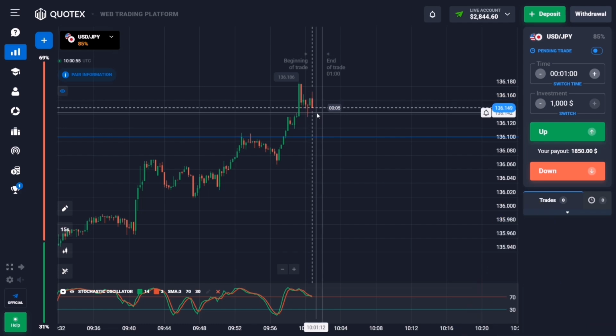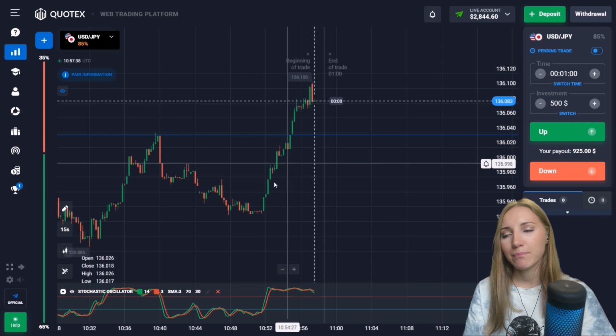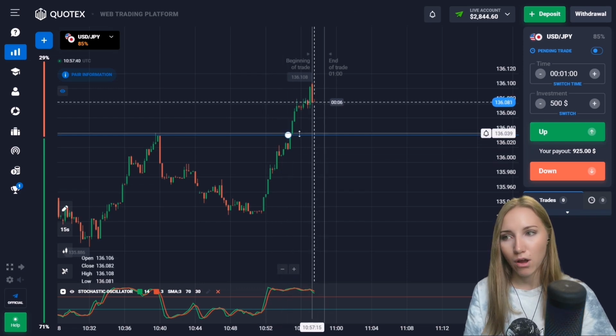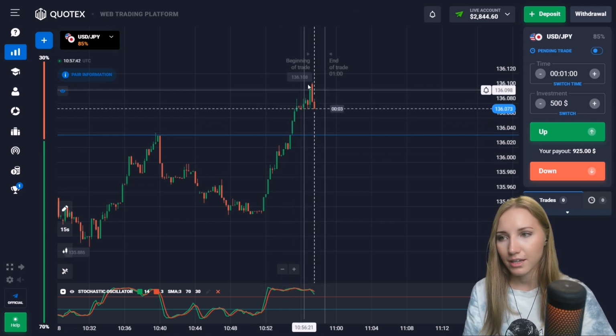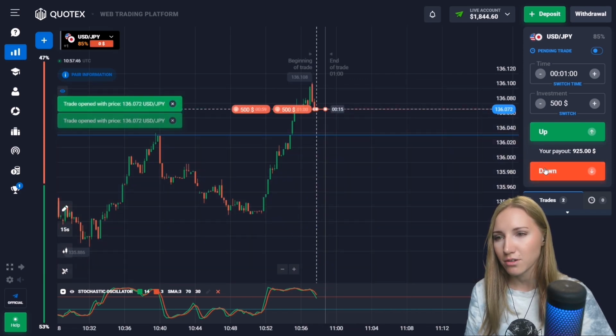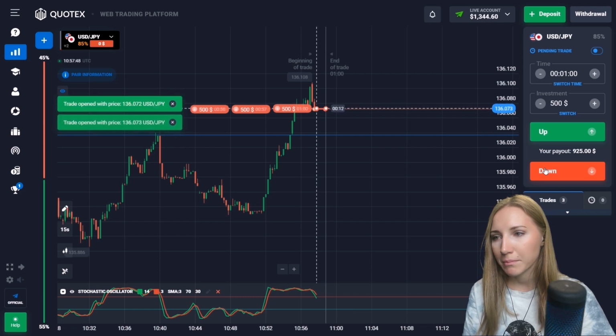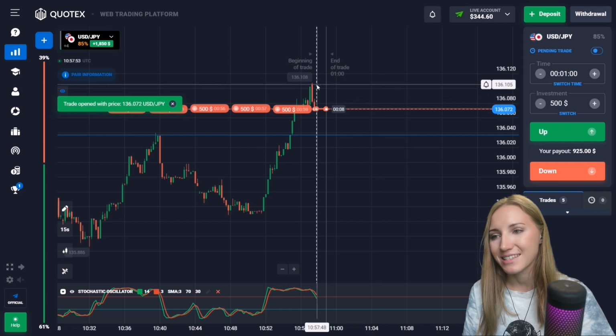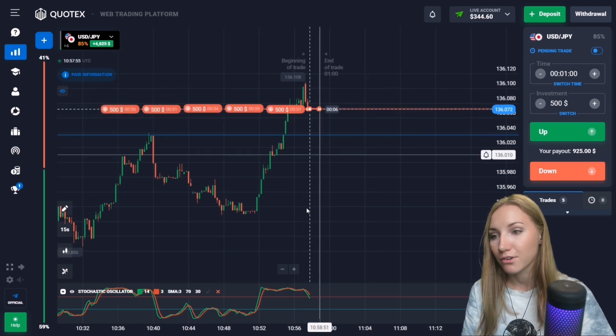Let's continue. So here we have the up move, also the breakthrough of the resistance level we can find here. The red candlesticks are appearing. So let's open a trade down for 1 minute. I suppose that the price will be moving and the correction movement will be moving down. The moving averages are reversing right now.